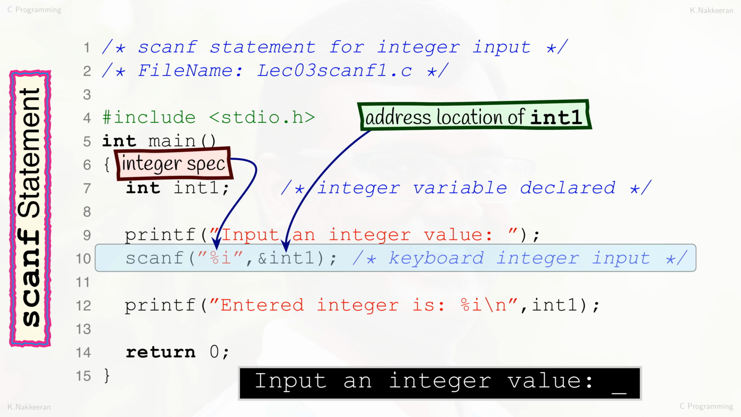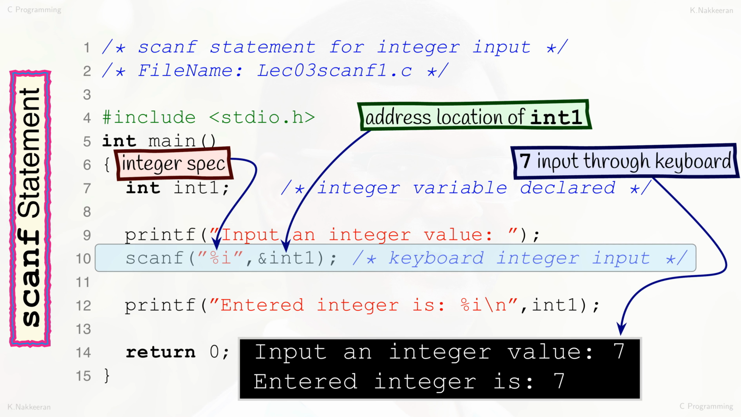Second item in the parenthesis of scanf statement is the memory address location of the integer variable int1. Memory address location of declared variable is accessible through the pointer of the variable, and it is written as ampersand followed by variable name. As the integer variable name is int1, the memory address location pointer is written as ampersand int1. When the user inputs the integer value in the command prompt and presses enter, that input value will be stored at the memory address location of variable int1.